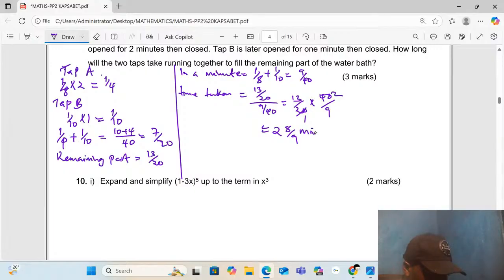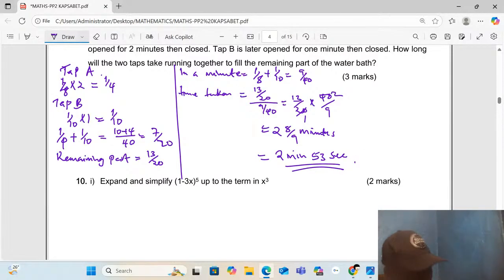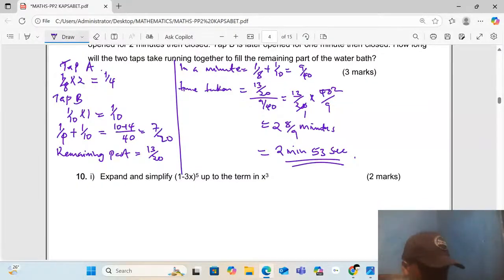minutes. So it will take 2 8 over 9 minutes, which is now equivalent to 2 minutes and 53 seconds. 2 minutes 53 seconds. So that is the time it is going to take to fill the remaining part of the tank. Then we move to the next one.